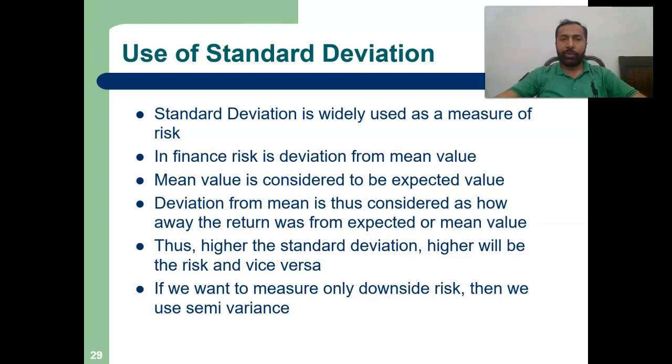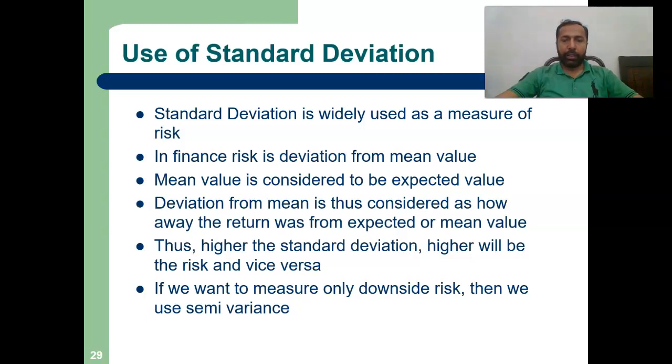So any deviation from the expected value is considered to be a risk. And standard deviation is basically the same thing, deviation of values from its mean. So the higher the deviation, the higher the standard deviation will be, the higher the risk, and vice versa. However, a very technical point is that this deviation or unexpected return is in either direction. Whether it is above the mean or below the mean, it is used in the calculation of standard deviation.